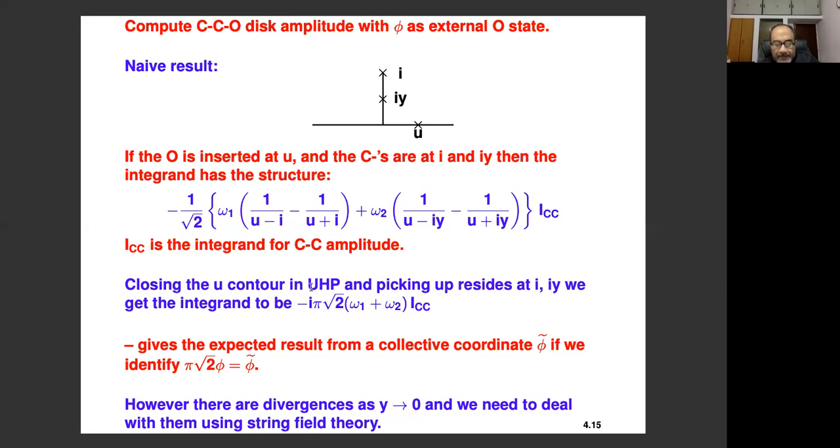And you see that this indeed is the expected result, up to this factor of pi root 2. So this would suggest that we simply identify pi root 2 phi as phi tilde. This phi is the open string mode because this is multiplied by phi. And the expected answer is minus I times omega 1 plus omega 2 times phi tilde. So you just identify pi root 2 phi equal to phi tilde. So this would have been a naive expectation.